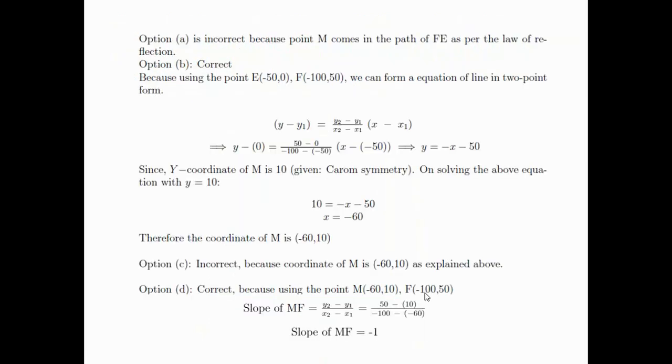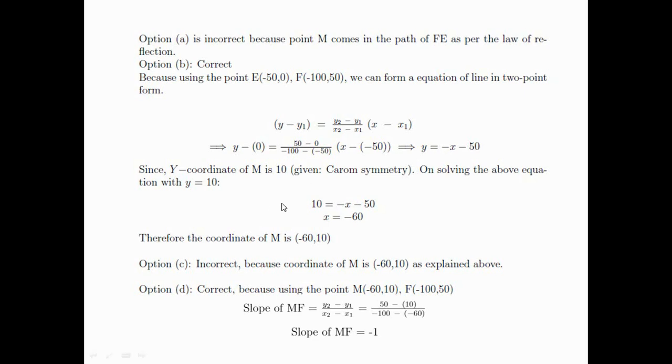Now we solve the problem. So option A is incorrect because the point M comes in path of FE as per the laws of reflection. Option B is correct because using the points we know that E has a coordinate of (-50, 0), F has a coordinate of (-100, 50), and from these 2 points we can make an equation of line in 2-point form. y - y1 = (y2 - y1)/(x2 - x1) * (x - x1), or from there we can get y = -x - 50.